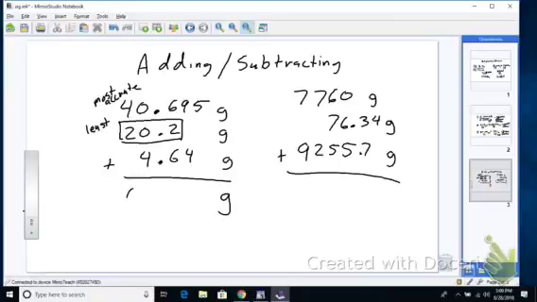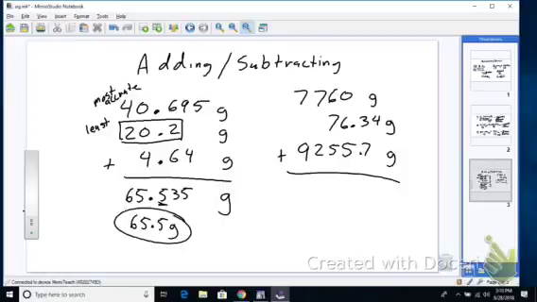So the answer is 65.535. So if that's the case, I can only go to this spot. Now on these, you don't count significant digits. All you do is look at the least accurate. So the answer is 65.5 grams. That's what it is. So let me have you do the last one. That one's probably a pretty difficult one, and then I'll explain it. But go ahead and do it.